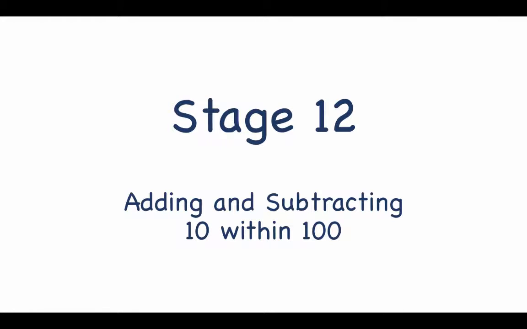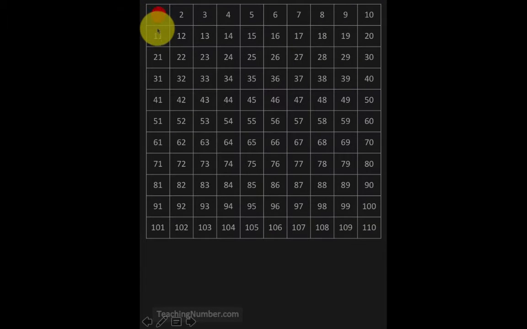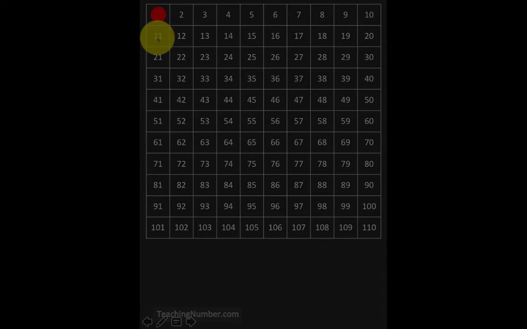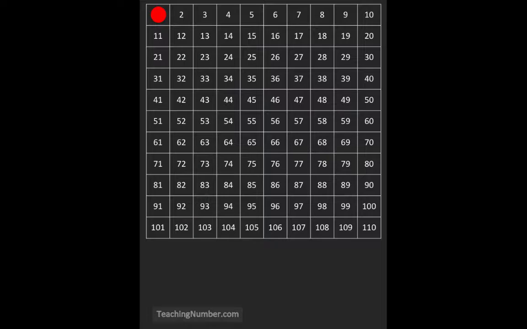When students have mastered the decade structure of the number system and understand that all numbers within 100 are composed of 0 to 9 ones and 0 to 9 tens, they are ready to add and subtract 10 within 100. Students often learn to add 10 by dropping down one position on the number grid. However, this strategy is only helpful if you are actually looking at a number grid. A far more powerful strategy is to use what we know about making 10 to add 10.